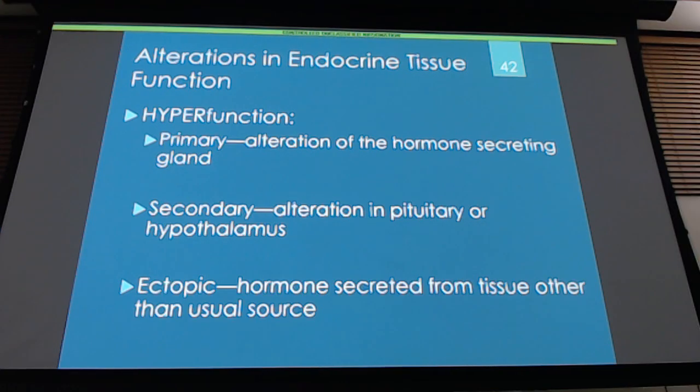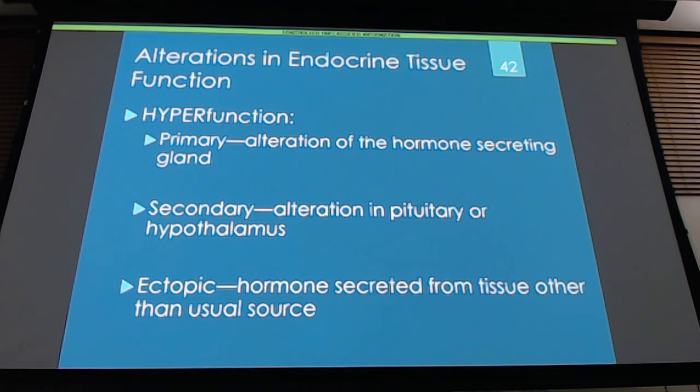Alterations in endocrine tissue functions. Again, primary alteration, this one's related to hyperfunction. So excess thyroid hormone, excess cortisol, right? Hyperfunction, that makes sense. If I say the adrenals are producing excess cortisol, is that a primary or secondary hyperfunction? The adrenals are the gland that produces cortisol, so they're the primary organ. Does that make sense? Do you guys catch that? Adrenals, primary organ that produces cortisol, and I say it's a hyperfunction.